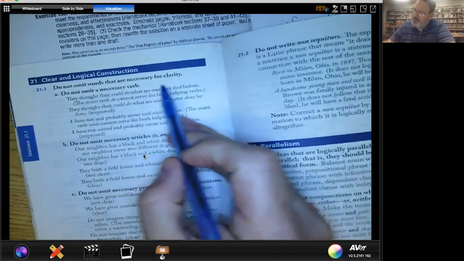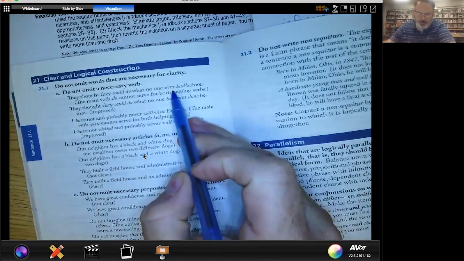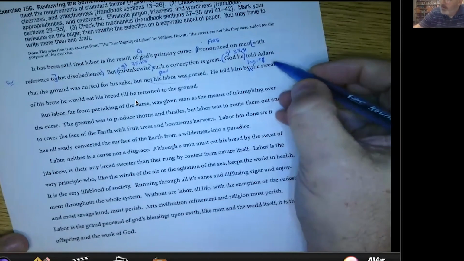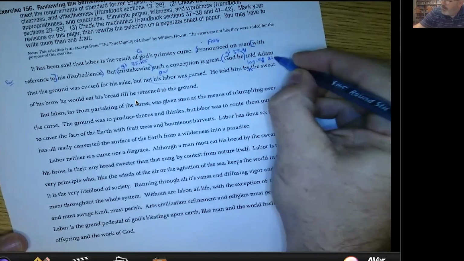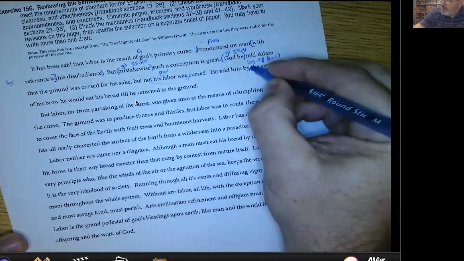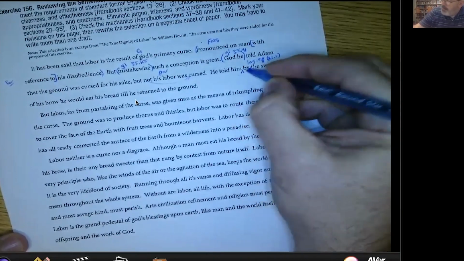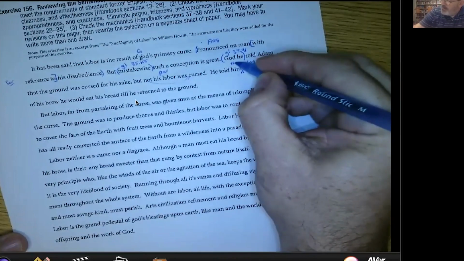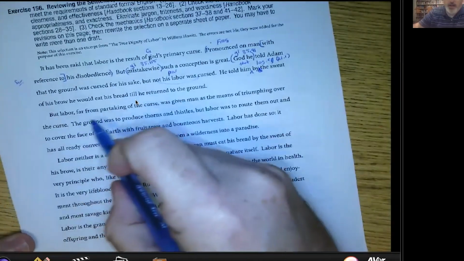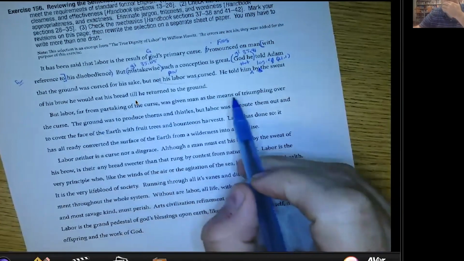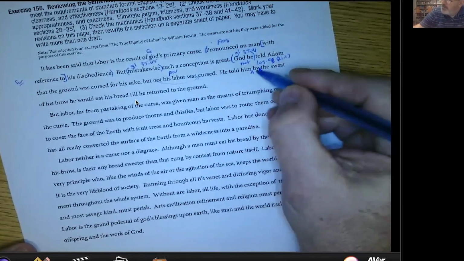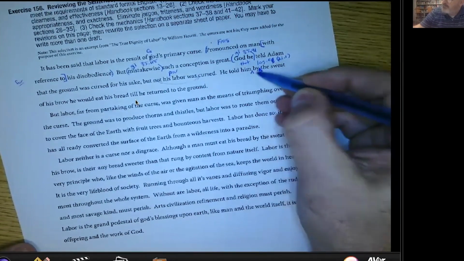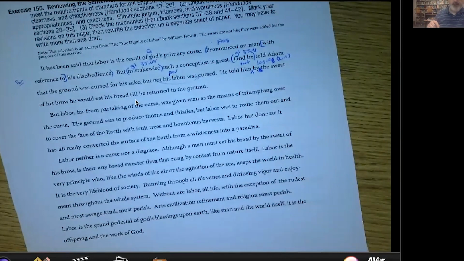Do not omit words that are necessary for clarity. It is logic, and it is 21.1 because it's a missing word, but this is the wrong place. The word that: he told him that by the sweat of his brow he would eat his bread till he returned to the ground. Okay? So logic, 21.1, but the word that goes there. It's a missing word. All right? Moving on.